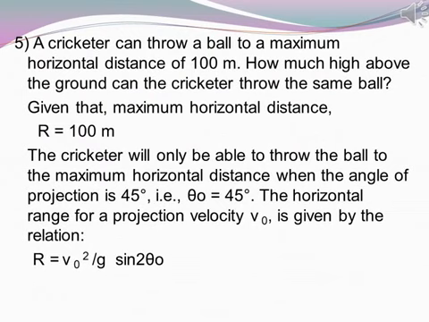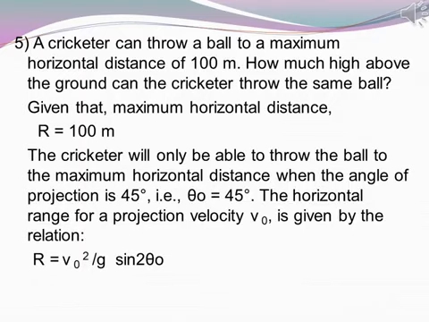And fifth question is, a cricketer can throw a ball to a maximum horizontal distance of 100 meter. How much high above the ground can the cricketer throw the same ball? What is its solution? Given that maximum horizontal distance r is equal to 100 meter. The cricketer will only be able to throw the ball to the maximum horizontal distance when the angle of projection is equal to 45 degree. That is, theta 0 is equal to 45 degree.